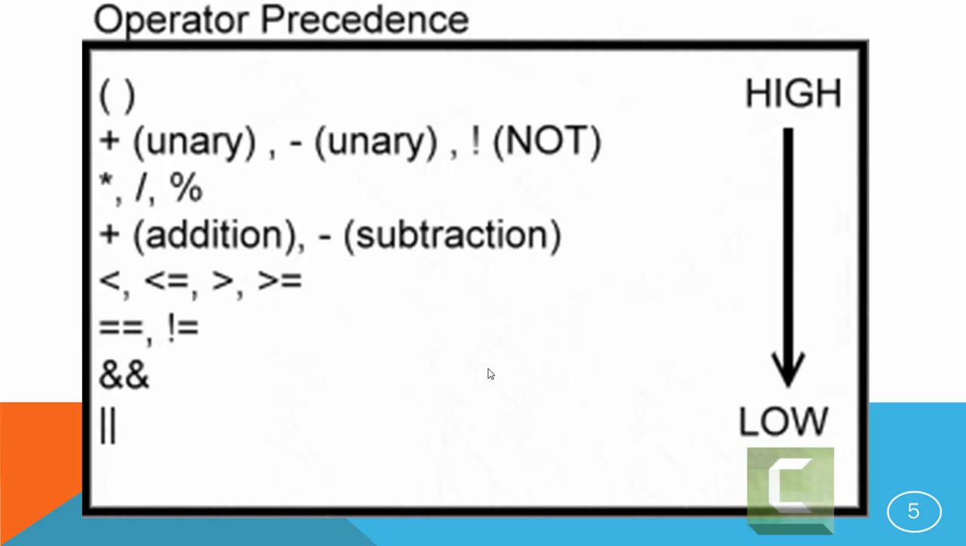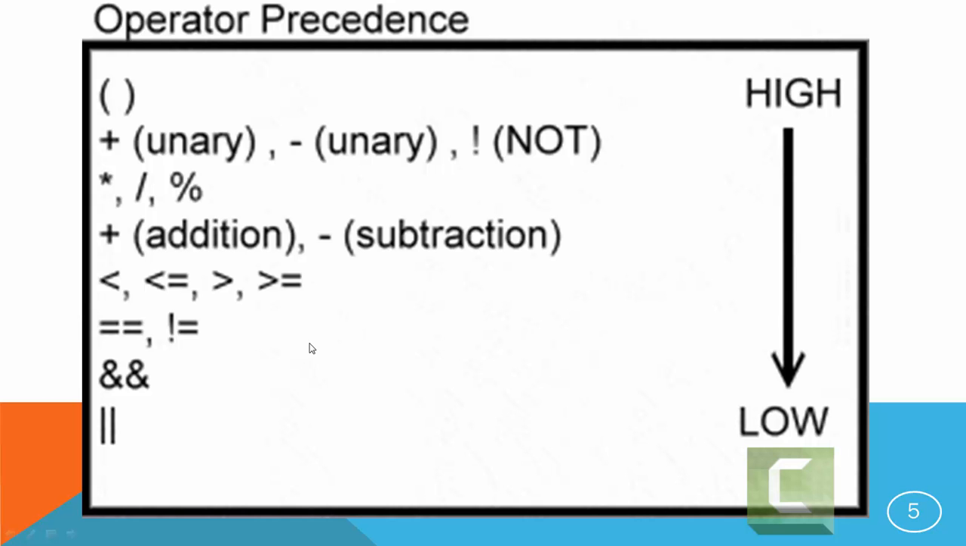There is a difference between logical AND and bitwise AND. In the case of logical AND, you will see a double ampersand. In case of bitwise AND, it will be a single ampersand. If you see on the right side, this is from high to low. So highest is your parenthesis and lowest is your logical OR operation. So that way it will be evaluated.